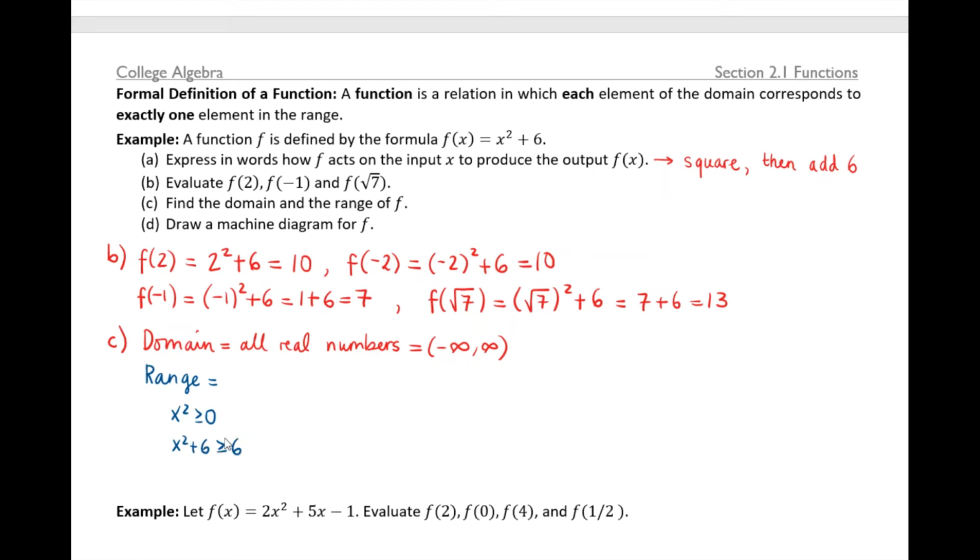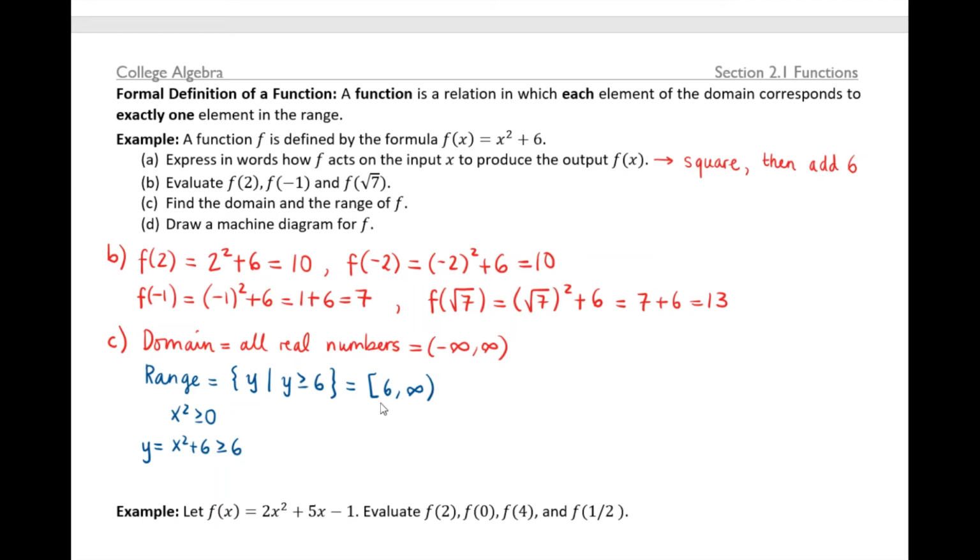This is what we call y, the second coordinate, f of x. We represent the outputs by y coordinates. So in this case, y needs to be greater than or equal to 6. So we're looking at the set of all y's such that y is greater than or equal to 6. This is the range. If you write this down, it starts at 6, so it will be 6 comma infinity on the number line.